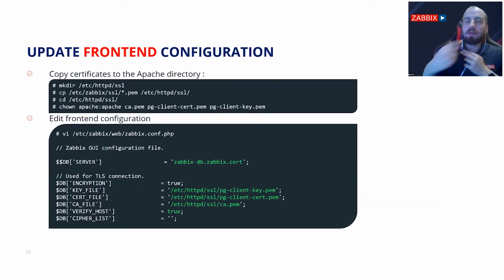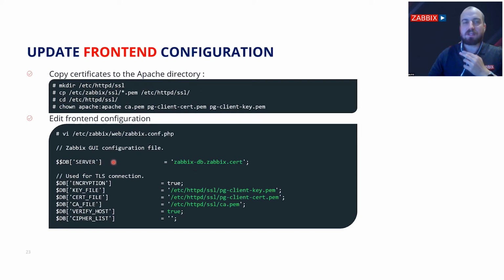But we still need to configure the frontend. So the frontend will also need those certificates. So create another directory for your frontend. In my case, again, that was Apache. Apache cannot read any directory that it wants at any moment. So I've added one for it specifically. I copied all the files, all the client certificate files into it, made the owner Apache, and then I edited the frontend configuration.